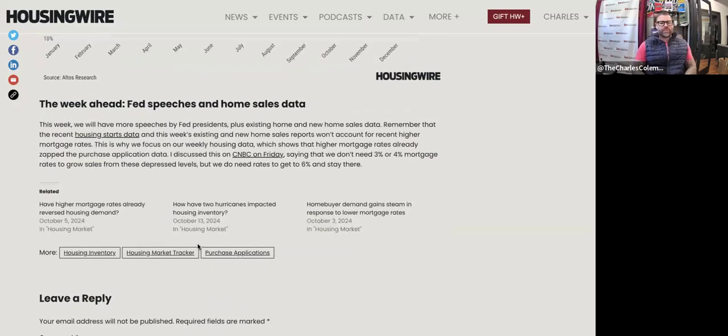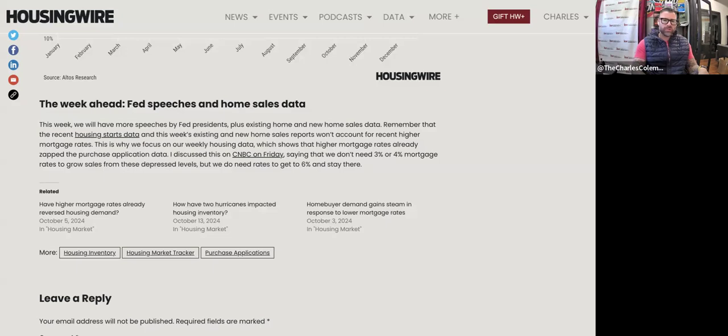So it says the week ahead. So this is this week. It says this week we will have more speeches by Fed presidents plus existing home and new home sales data. Remember that the recent housing starts data and this week's existing and new home sales reports won't account for recent higher mortgage rates. Again, everything that we do is rear view facing data. So if we look through and we're like, oh yeah, there's a lot of houses starting to sell, well, keep in mind interest rates are a little bit higher today than they were 3 weeks ago.